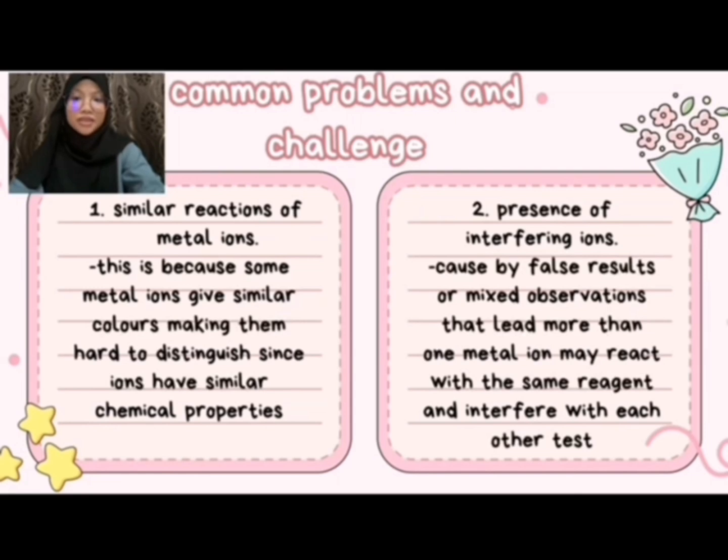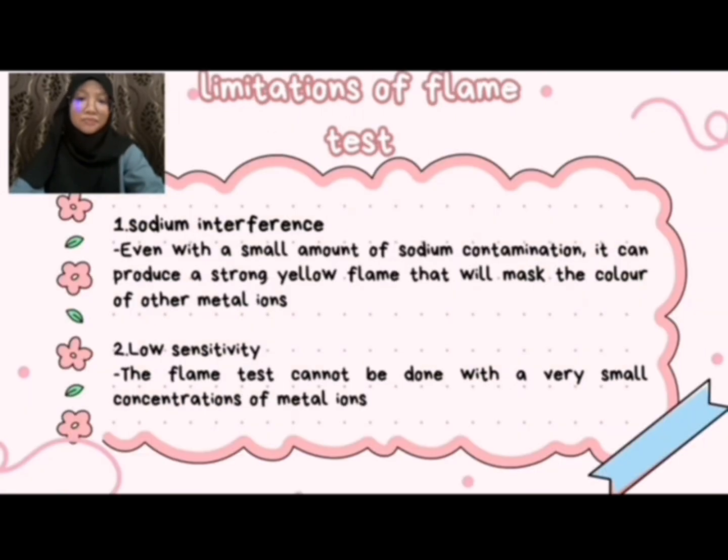The common problems and challenges are similar reactions of metal ions. This is because some metal ions give similar colors, making them hard to distinguish, since the ions have similar chemical properties. The second is the presence of interfering ions, which causes false results and mixed observations, where more than one metal ion may react with the same reagent and interfere with each other's test.